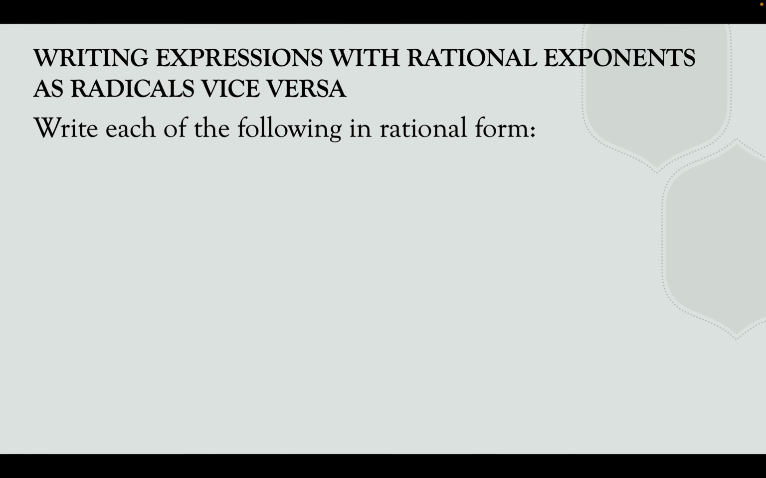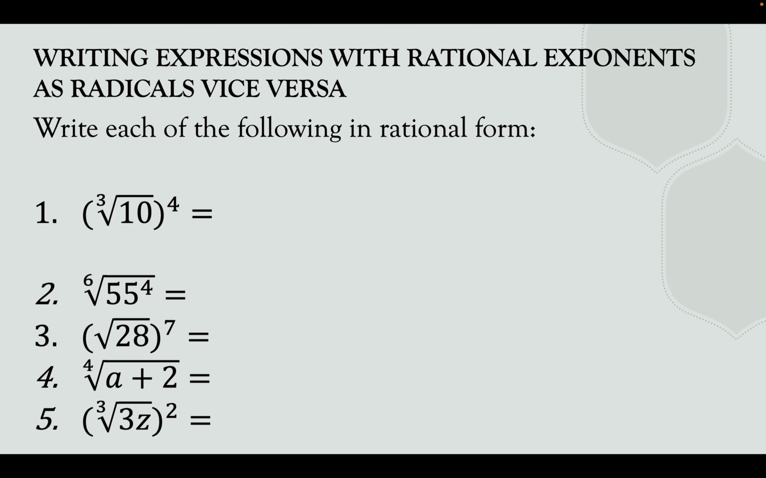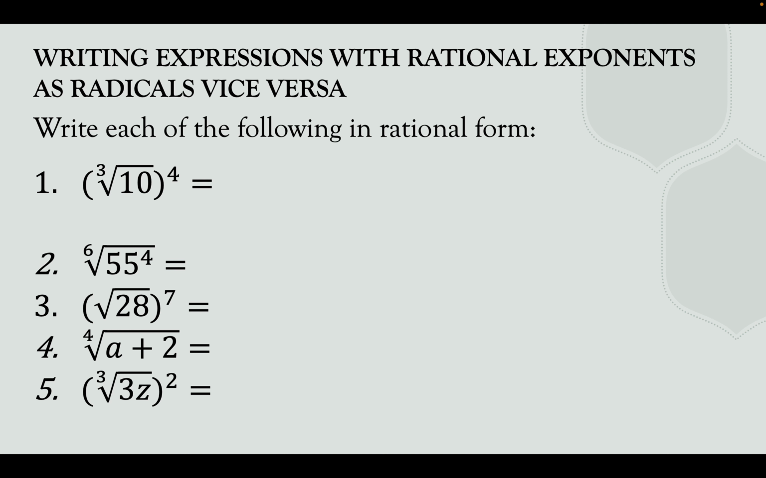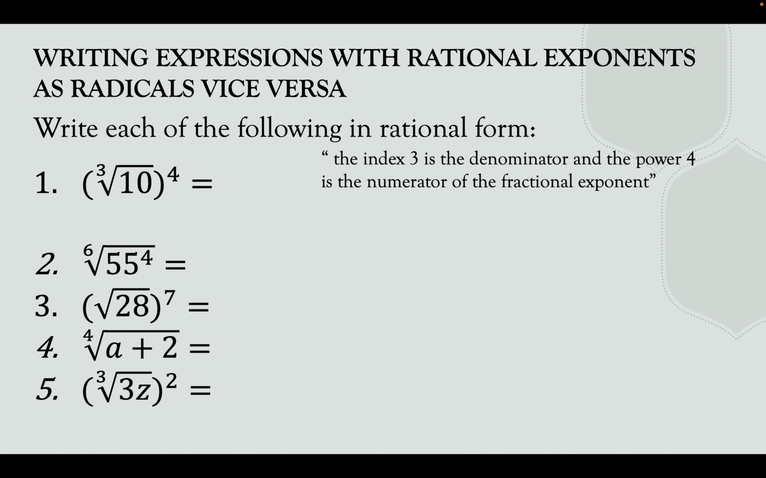Now, write each of the following into rational form. So here we go from radical form to rational form. Example number 1, you have the cube root of 10 raised to 4. We need to take note that the index 3 here is the denominator of the rational form, and the power of 4 is the numerator and the 10 here is the base. So we have 10 raised to 4/3.